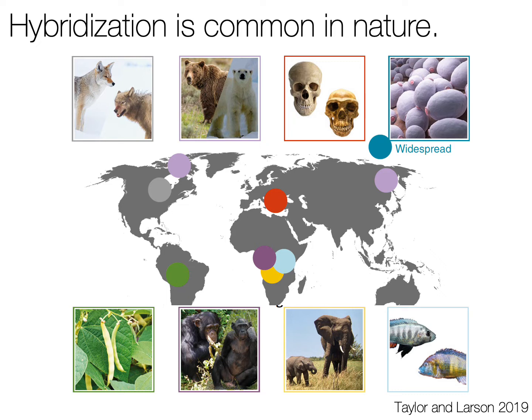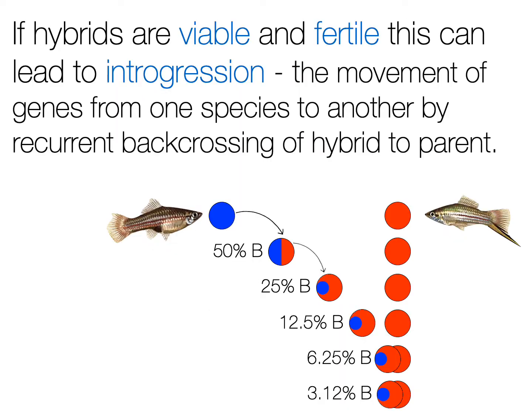So most of us have some proportion of our genome that is derived from Homo neanderthalensis. So hybridization is common in nature, and that's partially why we study it. Another term that I'm going to use is introgression.